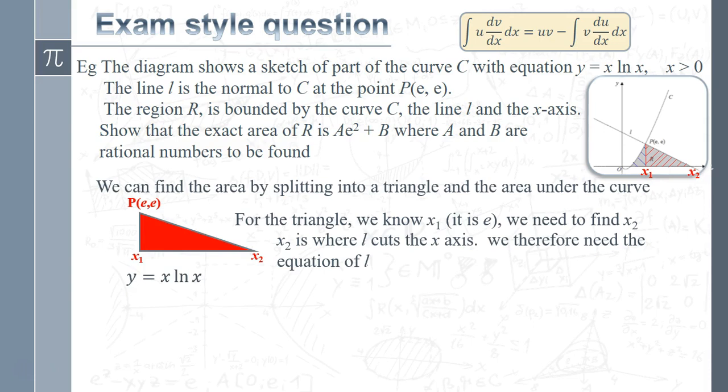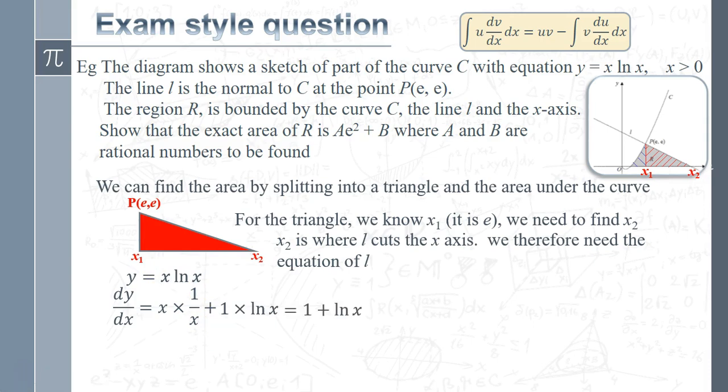For the equation of L, we're going to need to do some differentiating. We need the gradient of the curve, C. So we're going to use the product rule. Leave the x alone and differentiate ln x, and then the second part is differentiate x and leave the ln x alone. There it is, so we've got that result there.